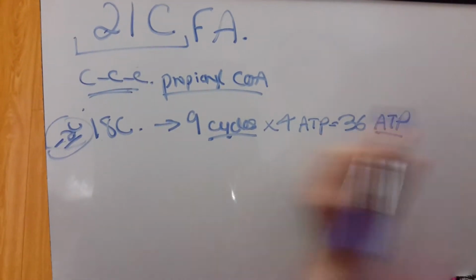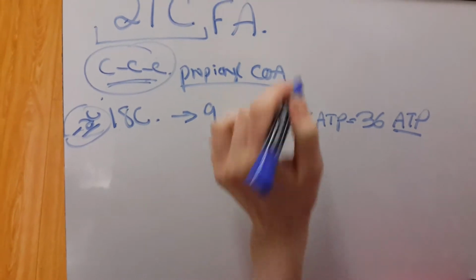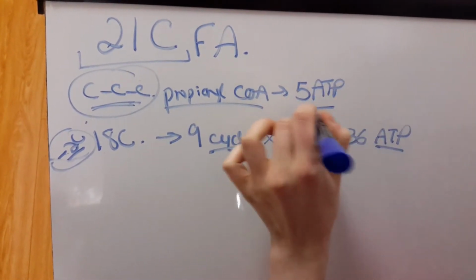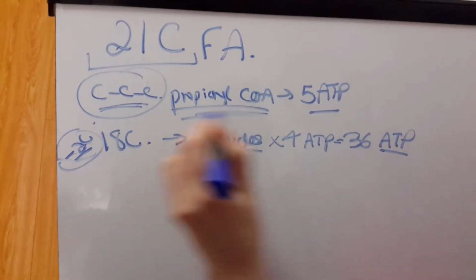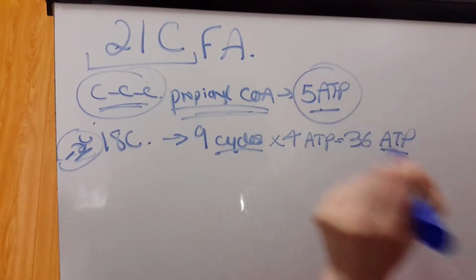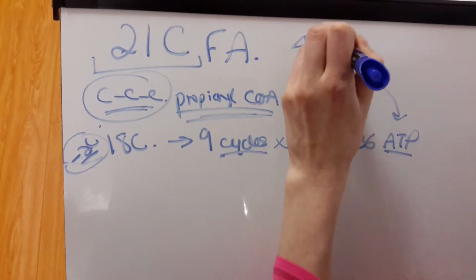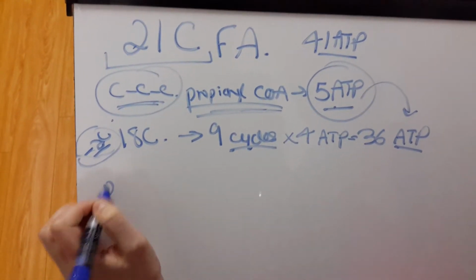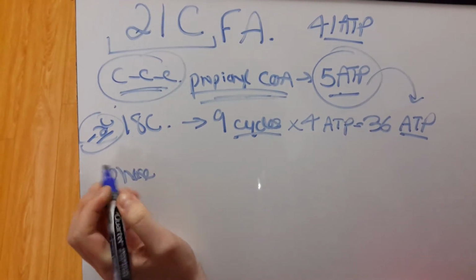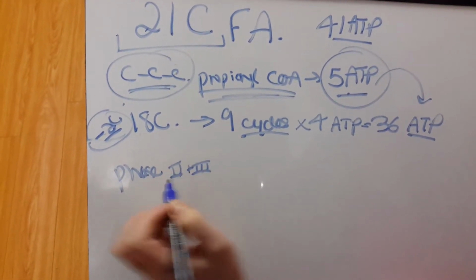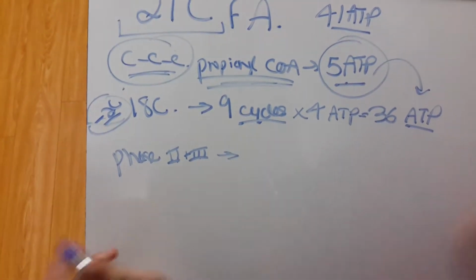And this is phase 1. But we also have this guy up here, which makes 5 ATP. Not for every round, this is our starting molecule, so it's going to add 5 ATP to this right here. So we are at a total of 41 ATP just for phase 1. Phase 2 is the TCA cycle. So phase 2 and 3 are kind of combined here.